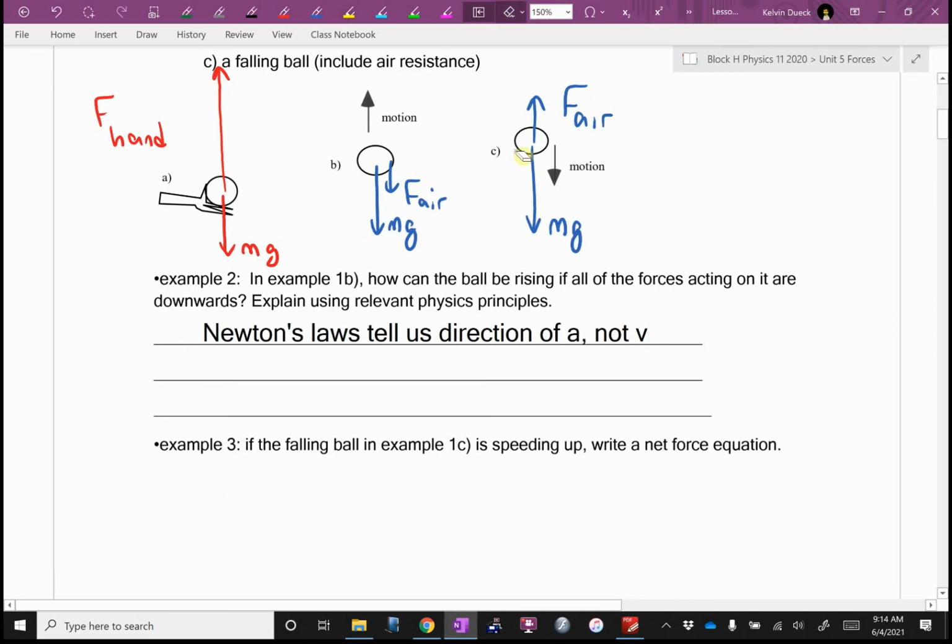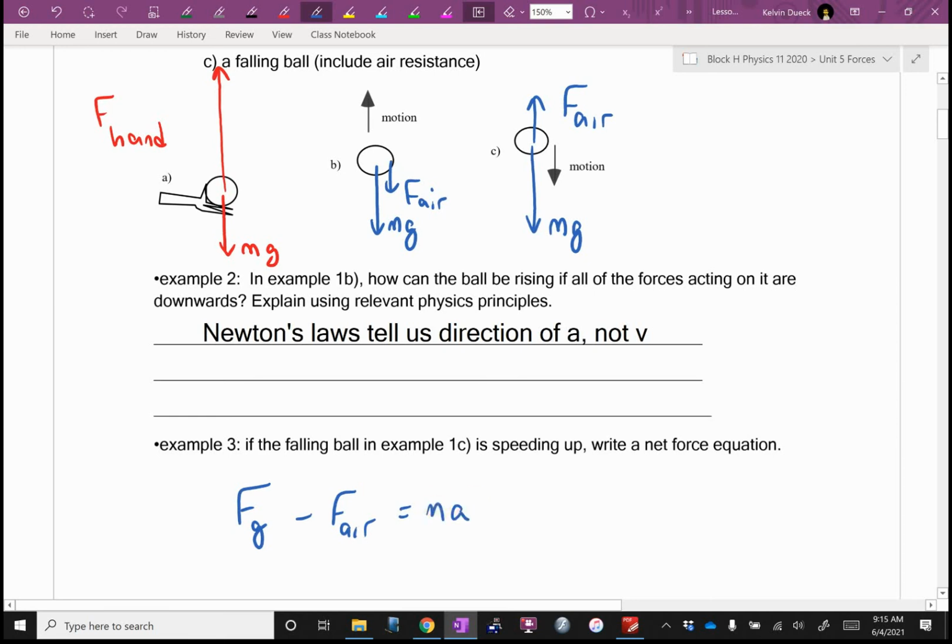Example 3, in diagram C, if the ball is speeding up, write a net force equation. Okay, who's winning? Who's losing? What does winner minus loser always equal?